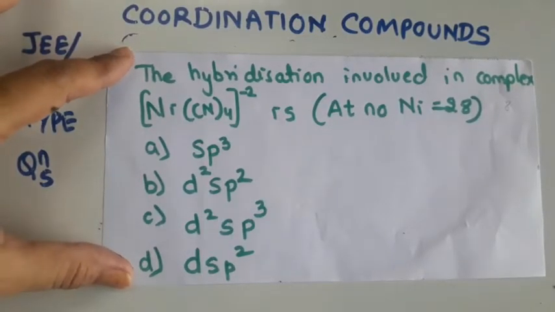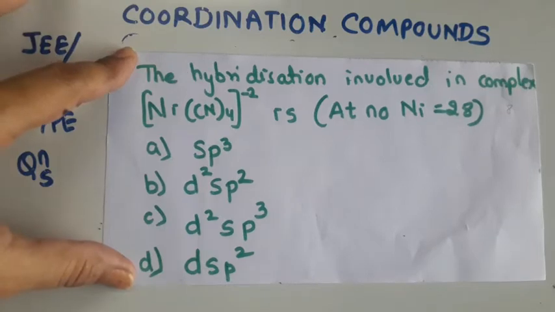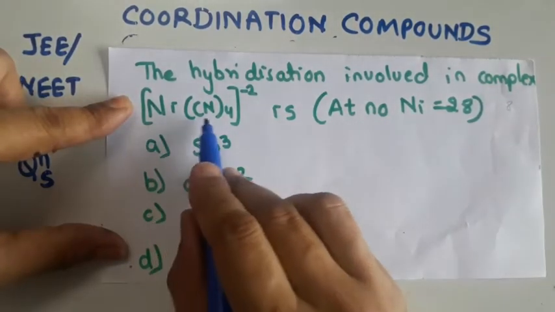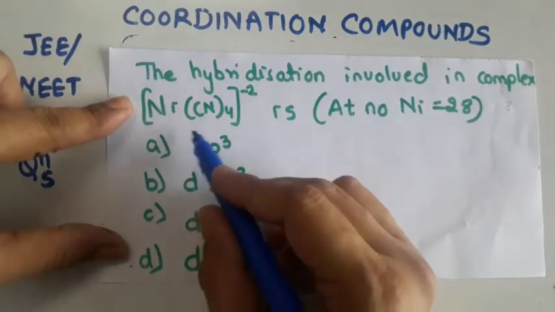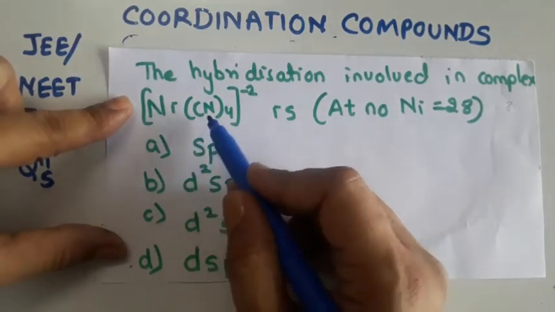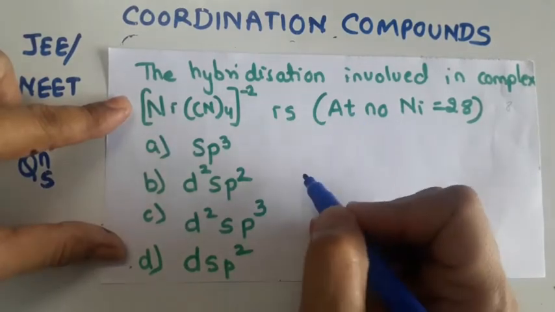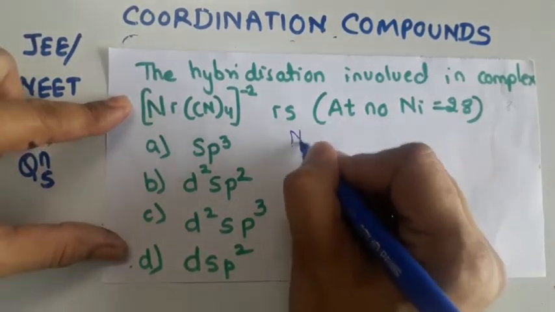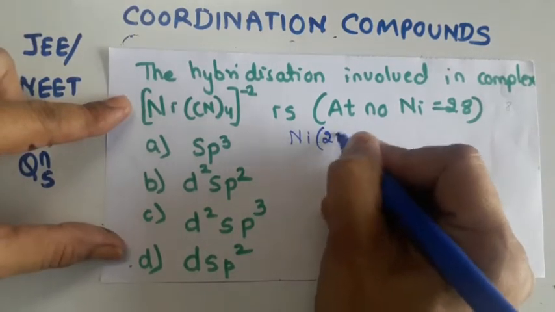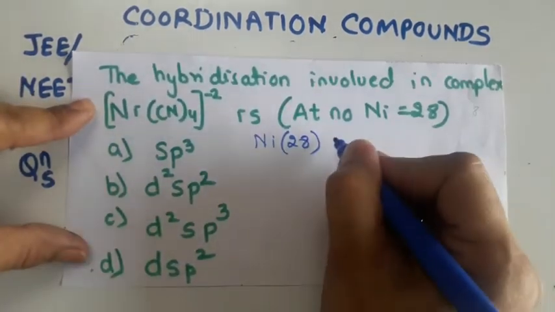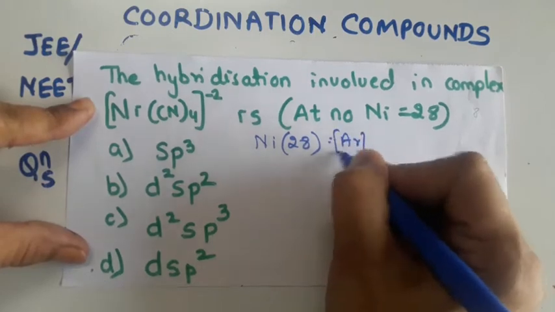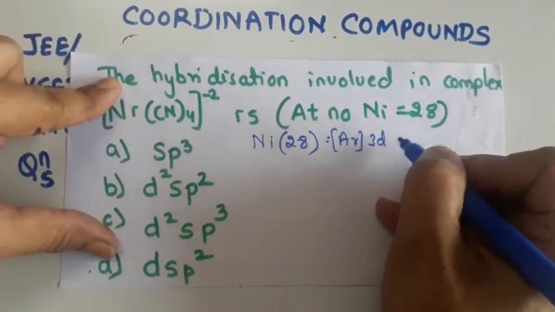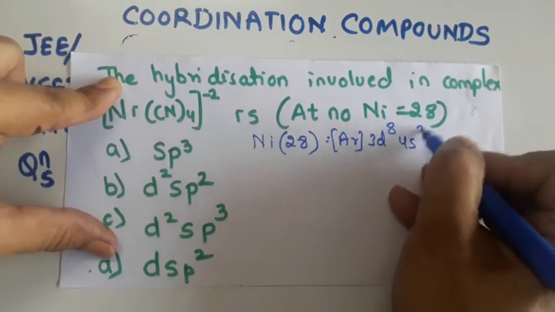Here we have another question based on almost the same concept. Hybridization involved in a complex that is [Ni(CN)4] 2 minus, that is tetracyanonickelate(II) ion. We have to find out the hybridization. So what we are going to do, we are going to first write down nickel. Its atomic number is 28. So its electronic configuration would be, we all know, you also try to answer in your mind along with me. It is 3d8 4s2.